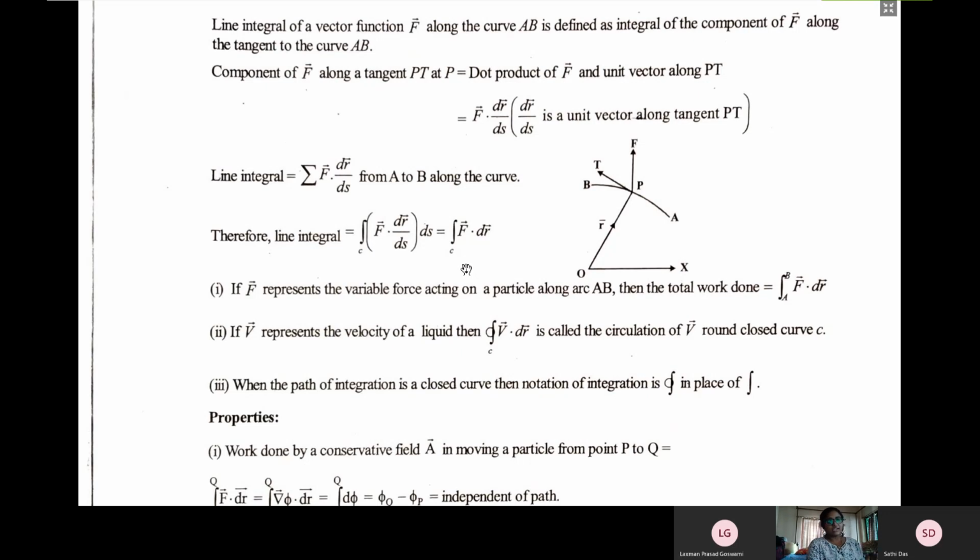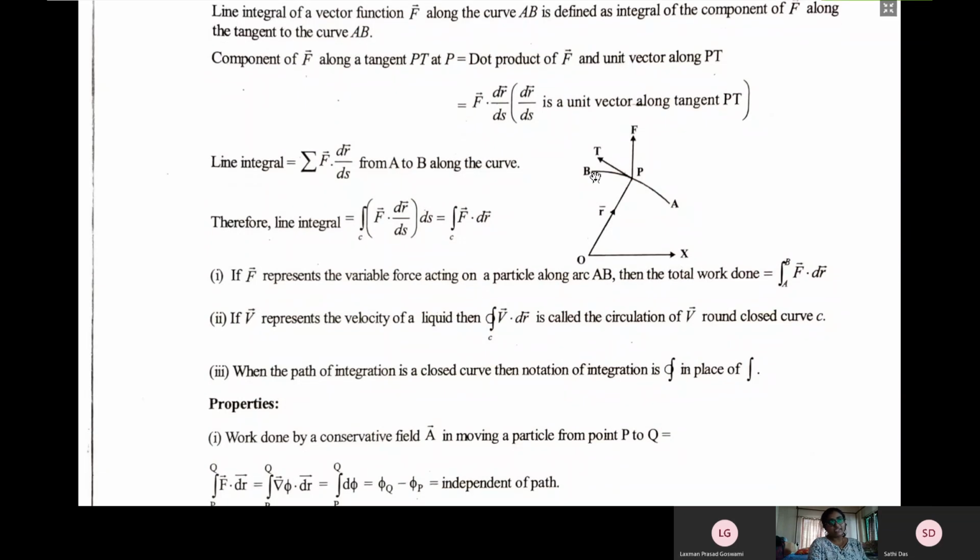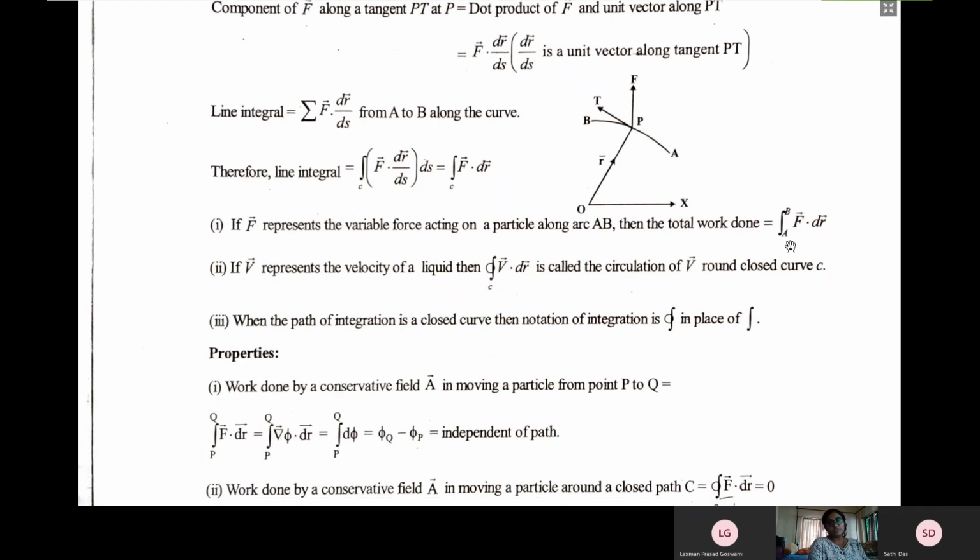Now in physics, how do you understand that? What is the physical meaning of the line integration? Suppose f represents a variable force, like an electrostatic force or a mechanical force. If f represents a variable force acting on a particle along the arc AB, then the total work done is the integration from A to B of f dot dr, that is, the force acting on the particle. The work done is the integration of f dot dr.